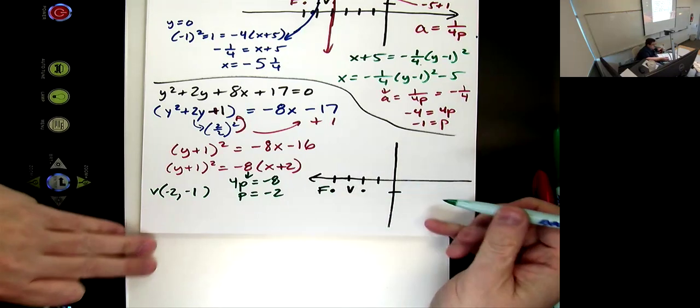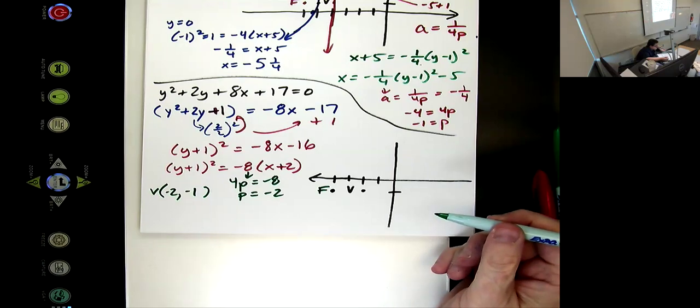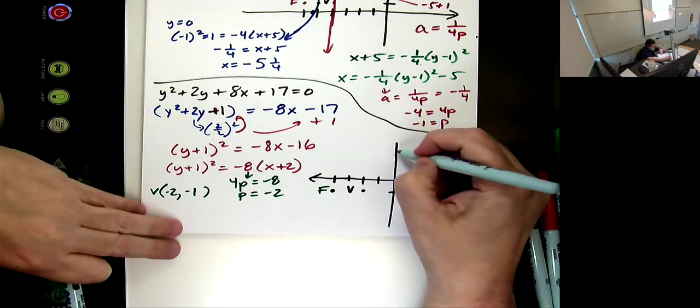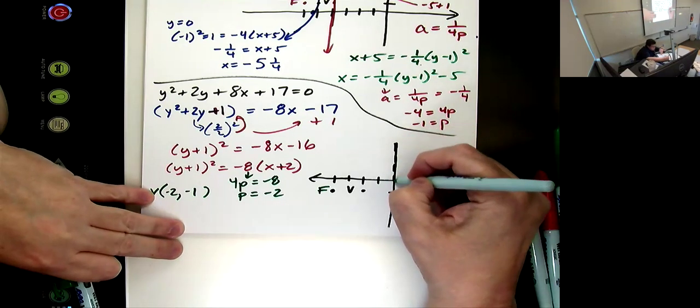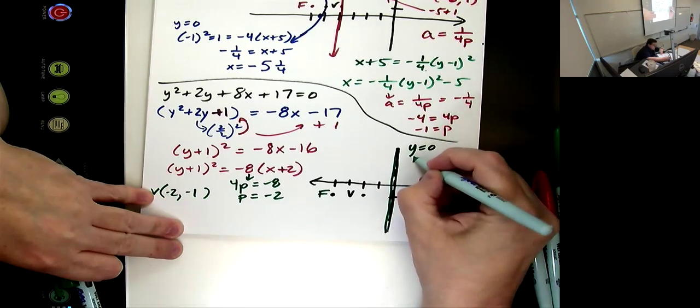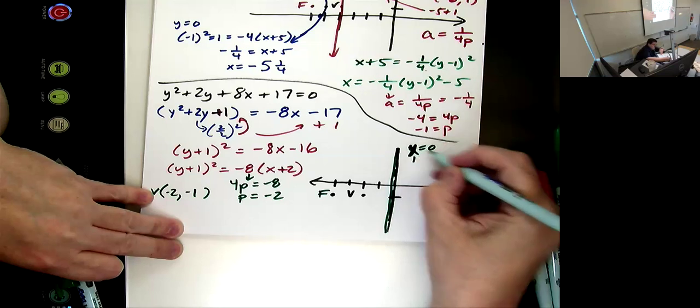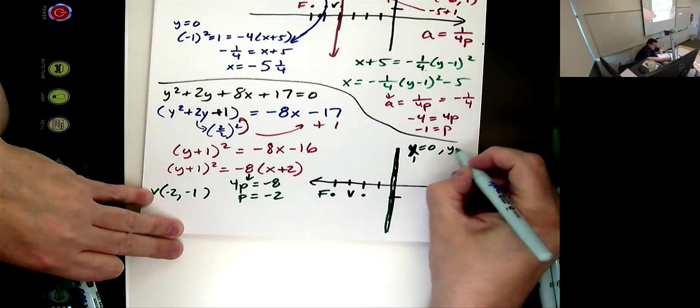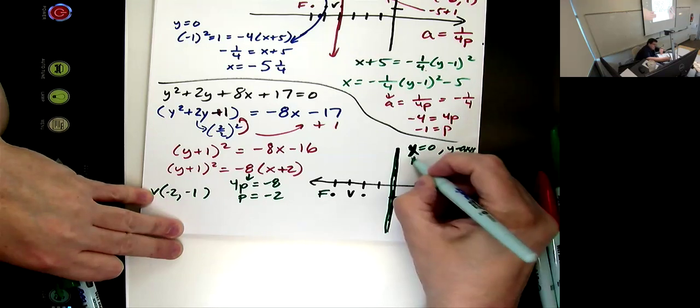Where does that make the directrix? It's on the y-axis, right? That's not y equals 0, that's x equals 0. Or the y-axis is our directrix.